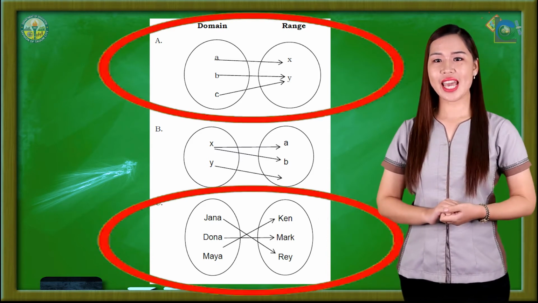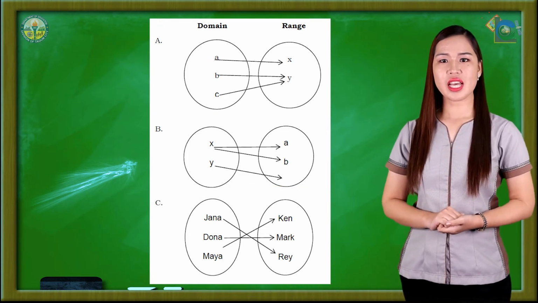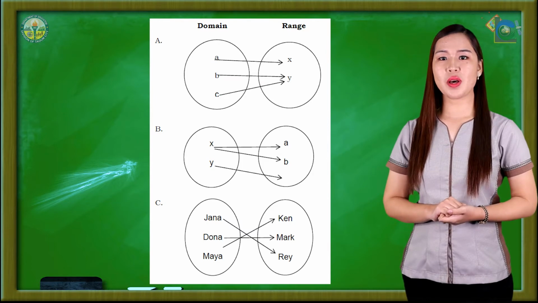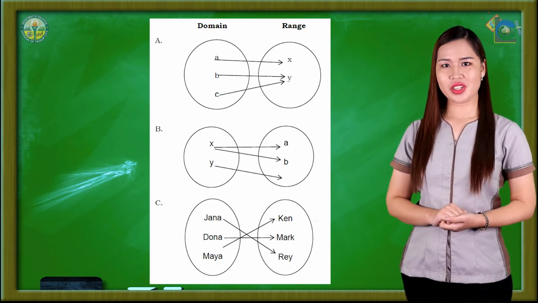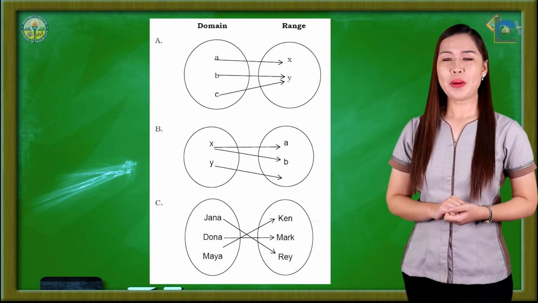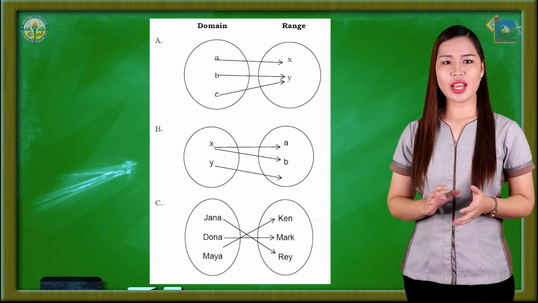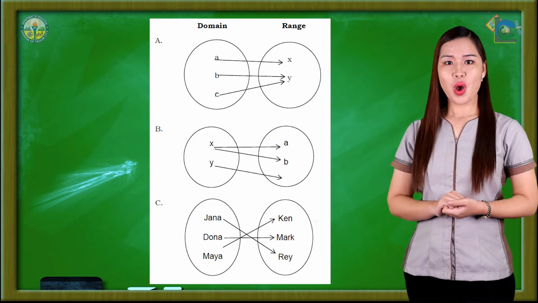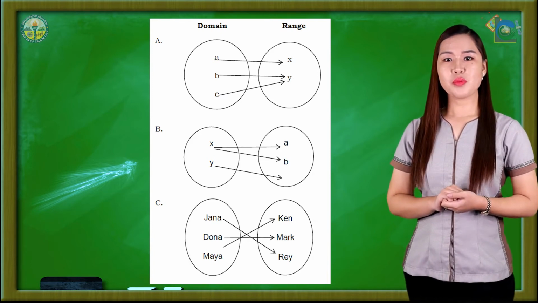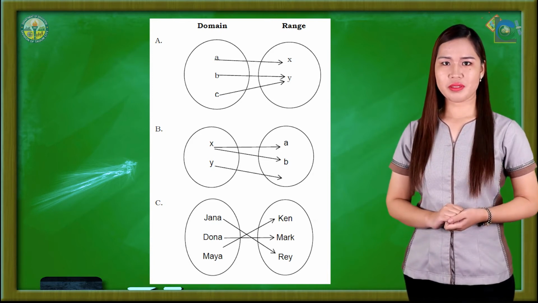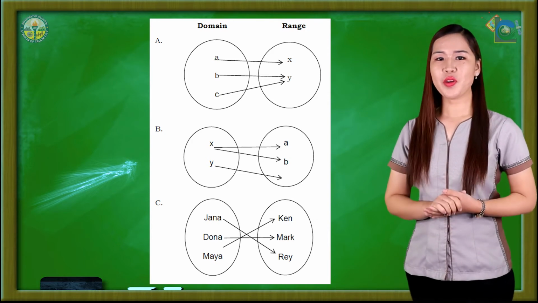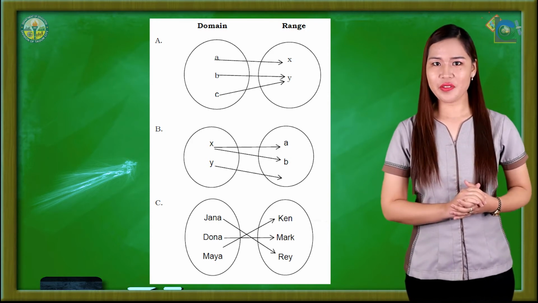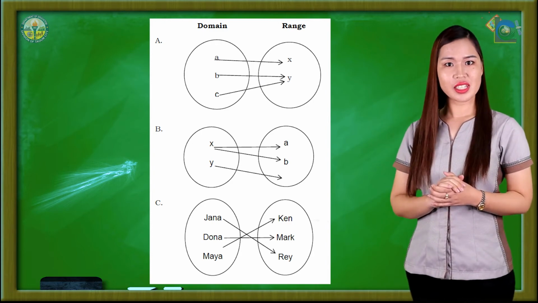The relations A and C are functions because each element in the domain corresponds to a unique element in the range. However, B is a mere relation and not a function because there is a domain which corresponds to more than one range. Now, if you are given the graphs of relations, can you identify which are functions?